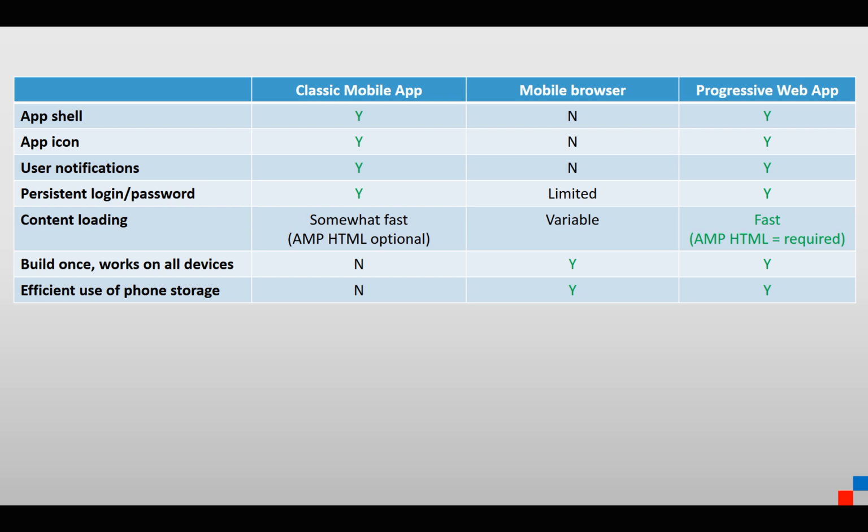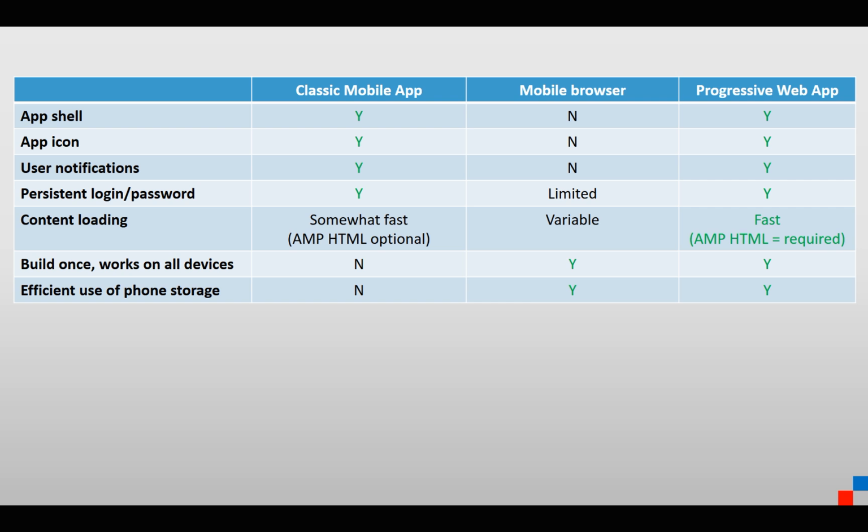So the mobile browser ideally is just one app. Just one app. Take Google Chrome. You take Google Chrome once, and then you access all the websites from that one app, which is the mobile browser. Unfortunately, it's very limited.